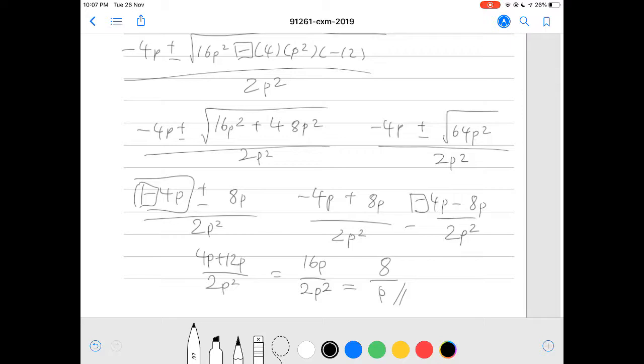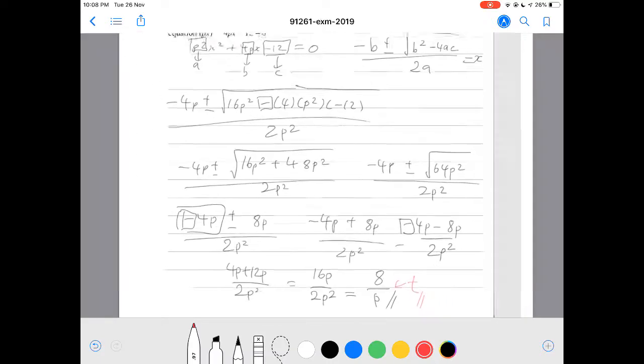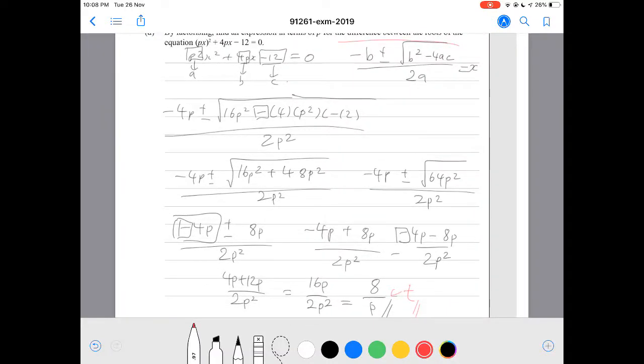Once again, apologies for the confusion. I totally just forgot about that negative there. So sorry about that. Getting up to 8 over p should get you an excellence grade. In terms of getting a merit grade, I'm thinking if you can get up to here, I think you'll be able to get a merit grade, because you found the equation for the roots.